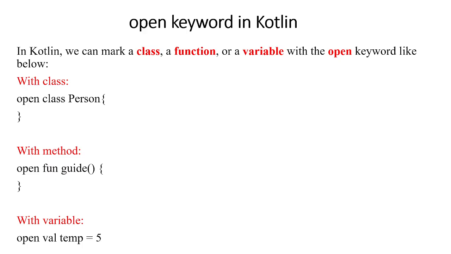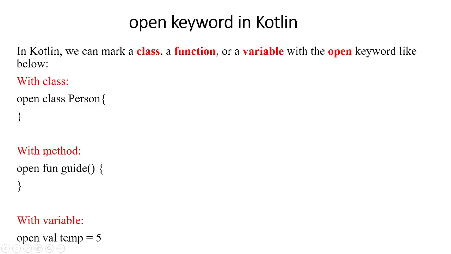Let's discuss how the open keyword is used in Kotlin. So in Kotlin, we can mark a class, a function, or a variable with the open keyword like below. Suppose we have to declare a class as an open class, then we have to declare open class and the class name.